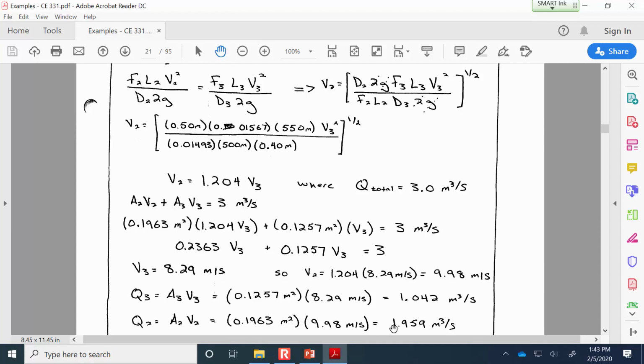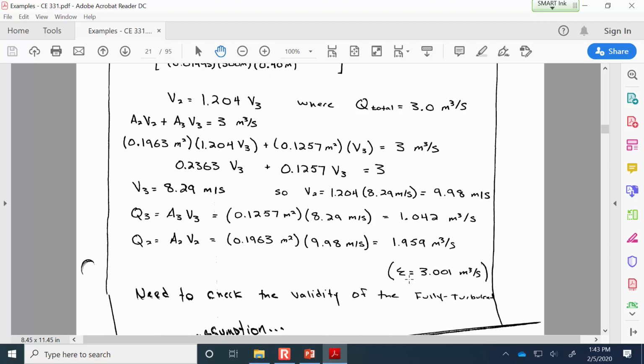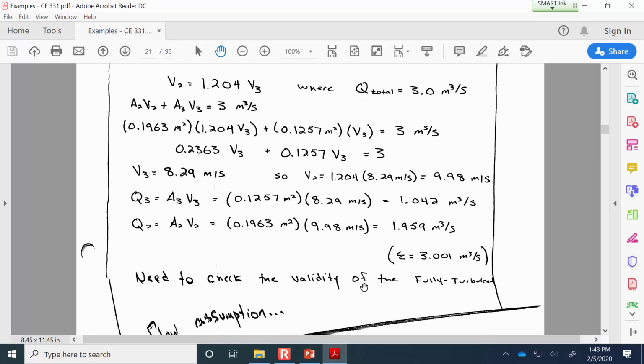Okay, now remember, these are the flow rates through each pipe if the flow is fully turbulent. If the flow isn't fully turbulent, then the F values we've estimated are inaccurate, and there's going to be a slightly different balance of how much goes through each pipe. So anytime we invoke the fully turbulent flow assumption, we need to go back and check to see if that's accurate. So we need to check the validity of the fully turbulent flow assumption.